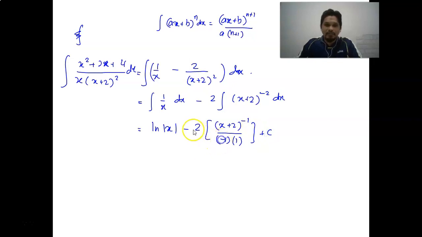So negative times negative is positive, plus 2, and (x + 2)^(-1), which is 2 divided by (x + 2) to the power of 1 in the denominator, and then plus C.